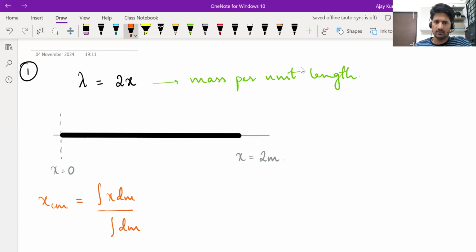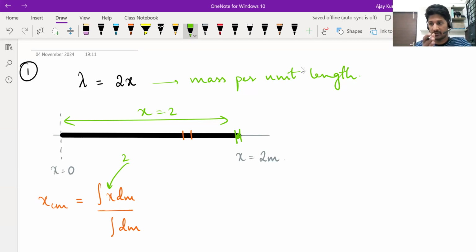So to begin, you have to choose an element first. The rod is a collection of particles placed one next to the other. So take a random particle somewhere here. Remember, the random particle that you choose should never be the first one or the last one, because you'll tend to make mistakes. Suppose you take the last particle. Its x coordinate is 2, so you'll have a tendency to substitute 2 here. For the last particle, that's okay. But for other particles, x coordinate is not 2. So you have to choose a random particle for which the coordinate is a variable, unknown.